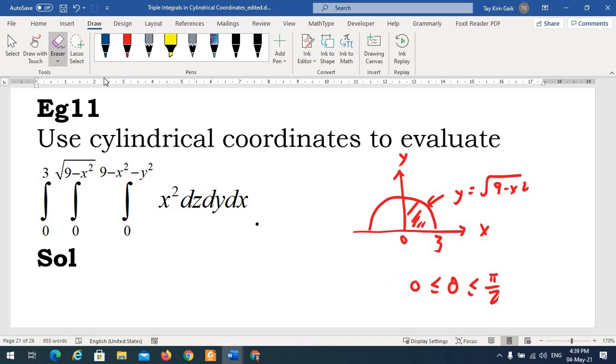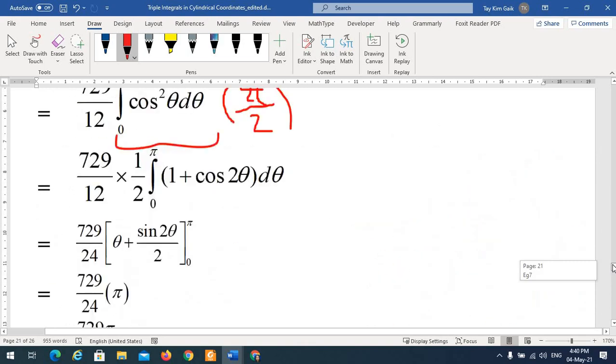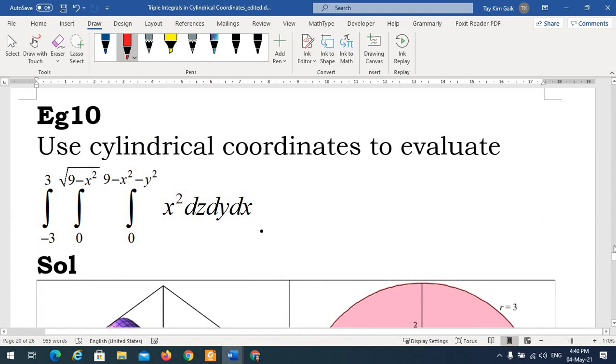And here, when you square this one, you get x squared plus y squared equal to 9. So it tells you your r is actually 3, so r from 0 until 3. This is important: from the limit of y you must be able to sketch the graph, then use the limit of x to confirm which is the correct region. And then this example 11; example 10 is similar.